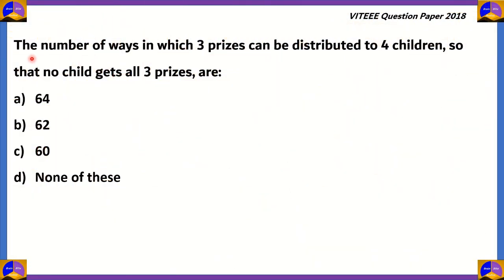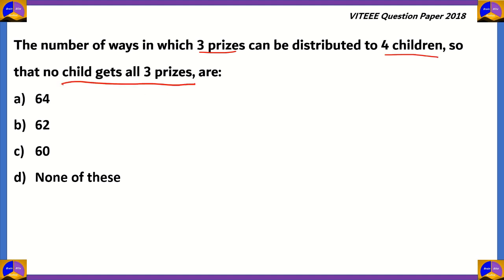Here comes our first question. The number of ways in which 3 prizes can be distributed to 4 children so that no child gets all 3 prizes are A 64, B 62, C 60, D none of these. So, which of these options are correct?